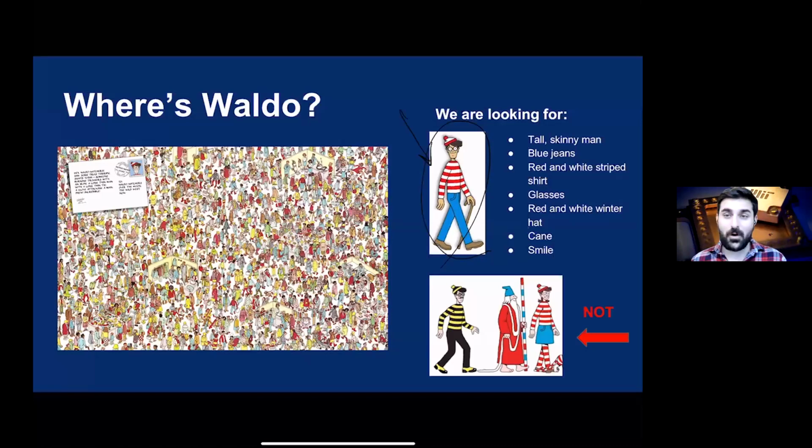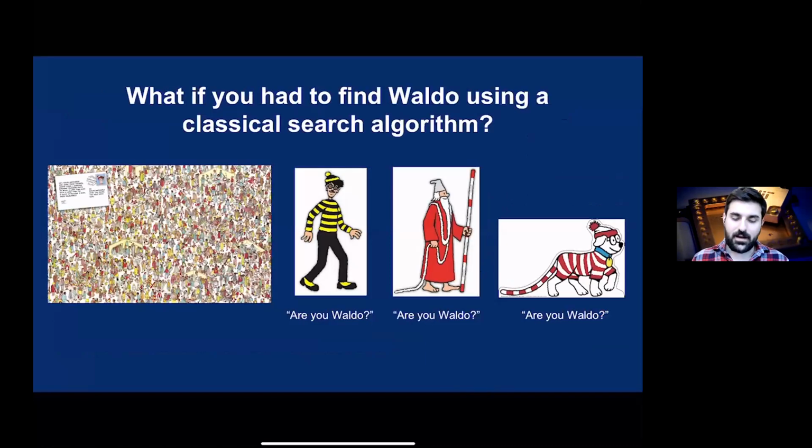And we also know what Waldo doesn't look like, namely all these other characters. These characters are not Waldo, and we're trying to find Waldo in this big picture. If we were to find Waldo using a classical approach in this picture, we would go to every single character in the picture. We would look at it and ask, okay, are you Waldo? This guy's not Waldo. Next one, are you Waldo? This guy's not Waldo. And we'll also go to the dog. Are you Waldo? Nope, he's not Waldo either.